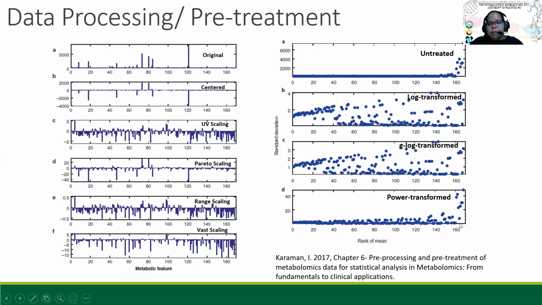Power transformation, merong slight effect, pero as you can see, medyo mataas pa din yung standard deviation across certain variables. On the other hand, yung dito naman sa scalings, medyo makita mo yung effect ng range, UV, and vast scaling in terms of highlighting those that are smaller intensities. UV scaling does the job. But again, of course, you have to consider that some of these low intensity signals might be your noise.